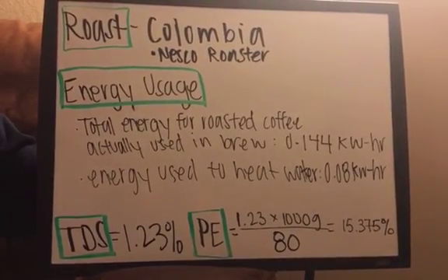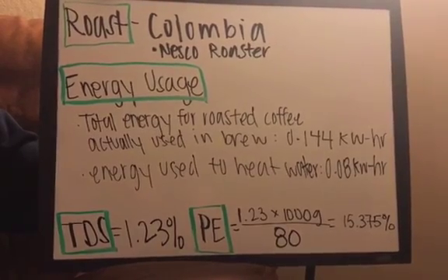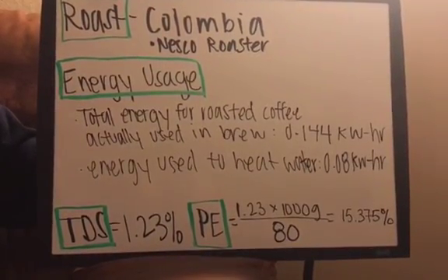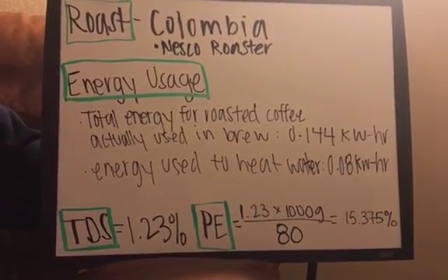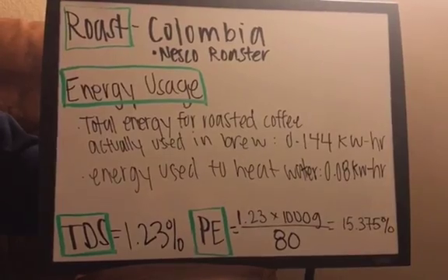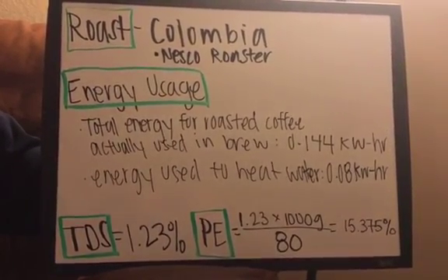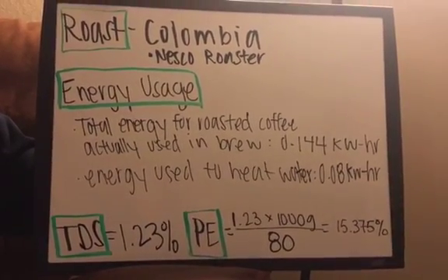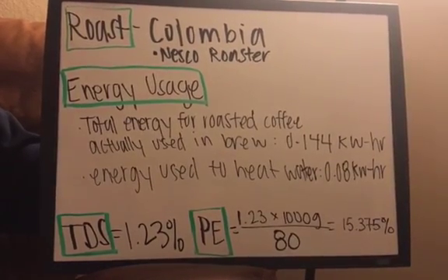And next, for the TDS value, we had 1.23%, and the ideal range for the TDS value was between 1.2 and 1.4. So for our final brew for the competition, we got 1.23%, like I said before, and that was within the ideal range. However, the percent extraction we obtained was 15.375%, and that was a little below the ideal range.